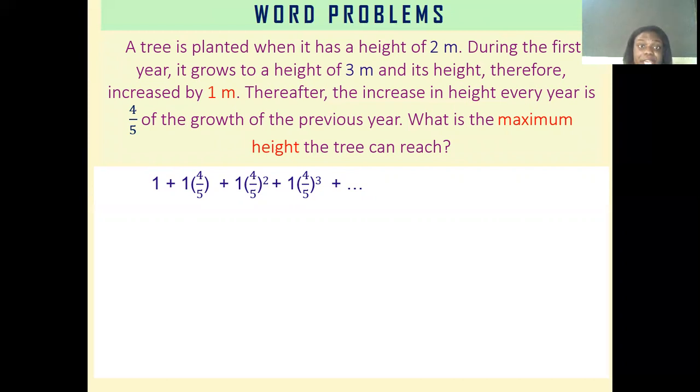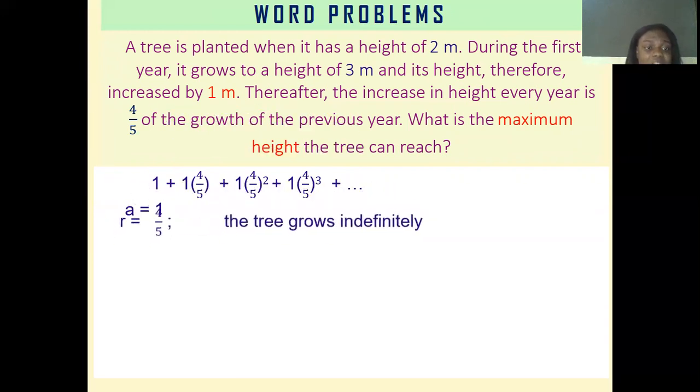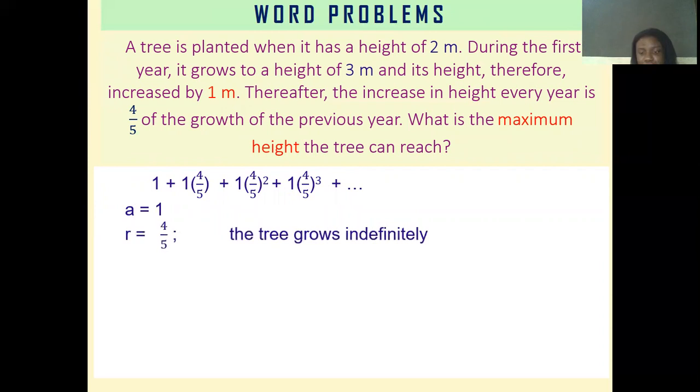Okay, so let's move on. Of course, from this expression, a is 1, and our r is 4 over 5, and the tree keeps on growing and growing. So the sum to infinity, we remember, is a over 1 minus r. That will be 1 over 1 minus 4 over 5. That's 1 over 1 over 5. That's 5.